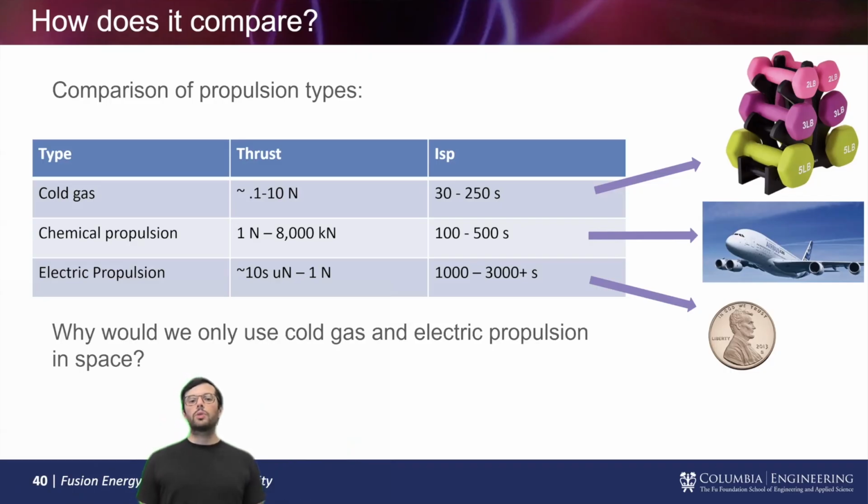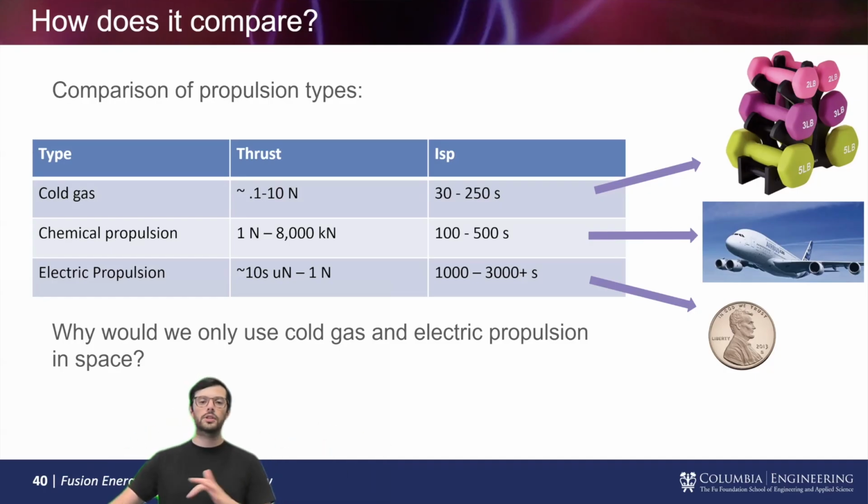So why would we only use cold gas and electric propulsion in space? If you want to stop for a second and think about it. So we do that because there is no friction in space. When you're driving a car, every time you push the Earth behind you to go the other direction, if you take your foot off the gas pedal, eventually you're going to slow down and stop. So you have to constantly push yourself because there's all sorts of friction.